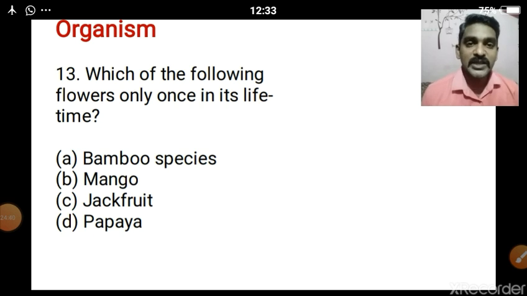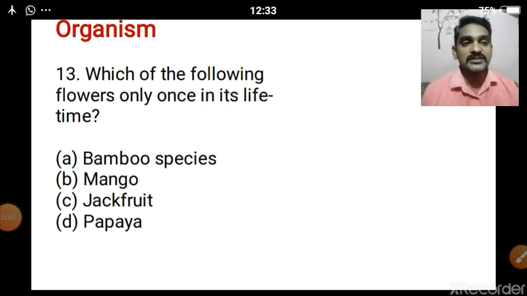So every year, during the season of mango, jackfruit, and papaya, you'll be getting all those fruits. That means they do not produce flowers only once in their lifetime. We don't get mango or jackfruit or papaya only once, but every year we are getting them, right? That means they will be producing flowers and fruits. So B, C, D will not come there.